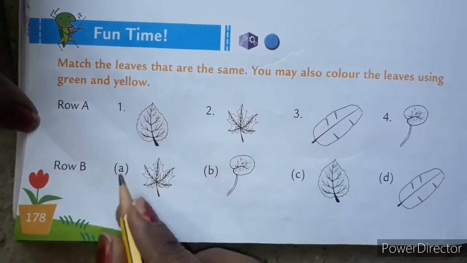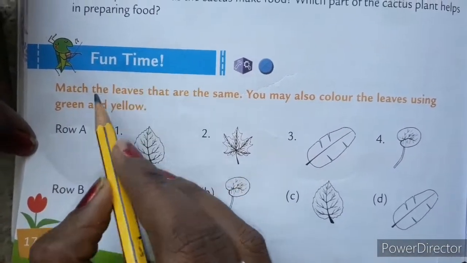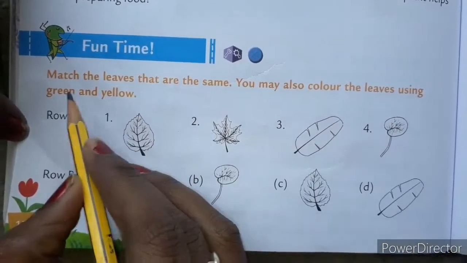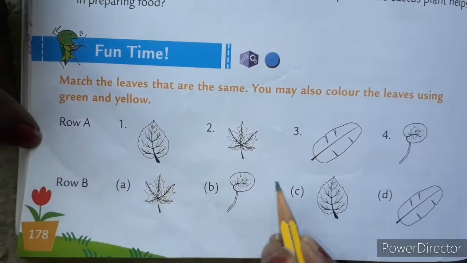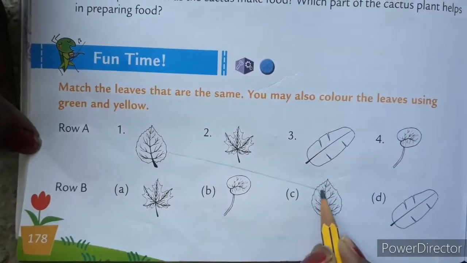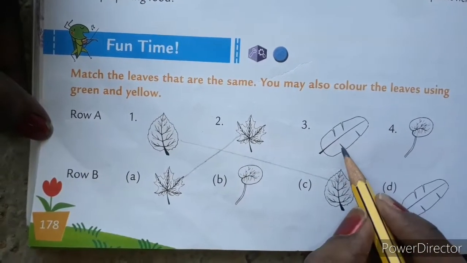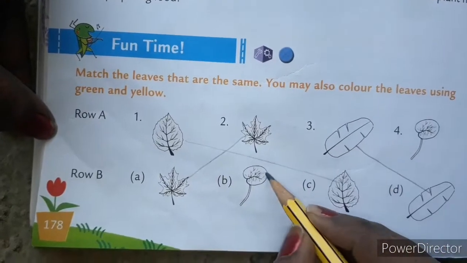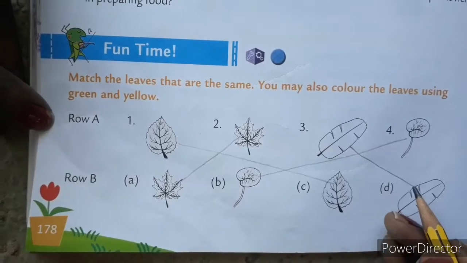See children, in page number 178, one more exercise is there. Fun time. Match the leaves that are the same. You may also color the leaves using green and yellow. See children, observe these leaves. This one and this one same. You match it like this. This one and this one same. And this leaf and this one also same. And this one and this one also same. Match like this and then you color it.